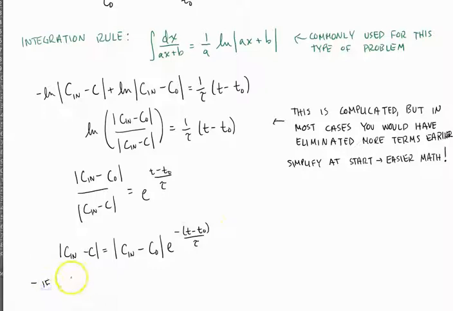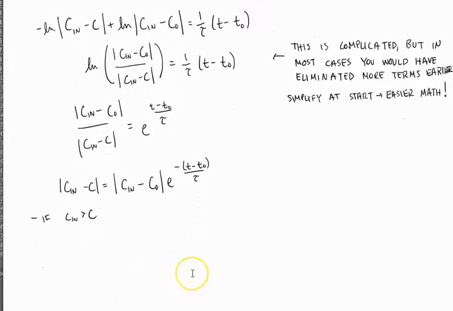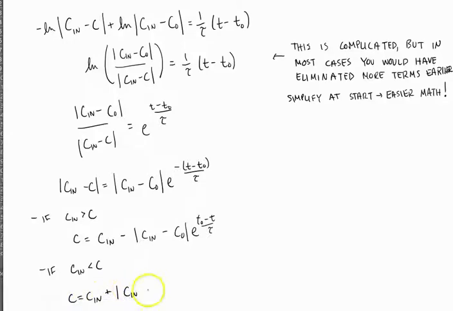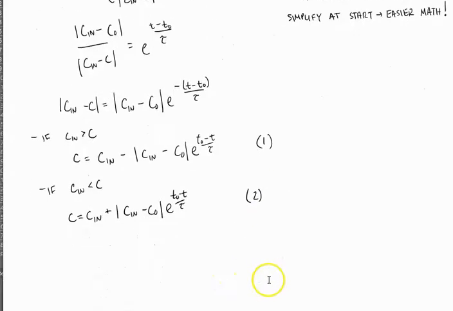And so basically, since I've got this absolute value, I'm going to have to define two cases. So one is where Cn is greater than C. So we don't really have to do anything special there. We just take away our absolute value signs. And the other situation is where Cn is less than C. So in this case, I'm going to flip those two around on the left side and solve for C. And for the purpose of this video, we're going to call these equations 1 and 2.